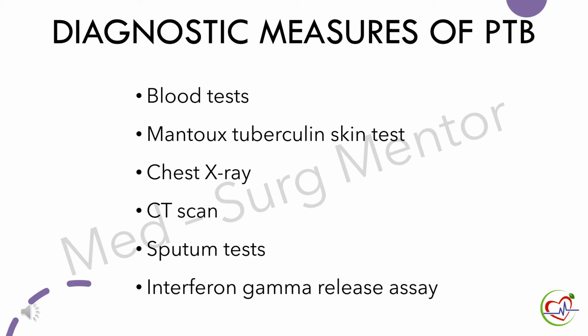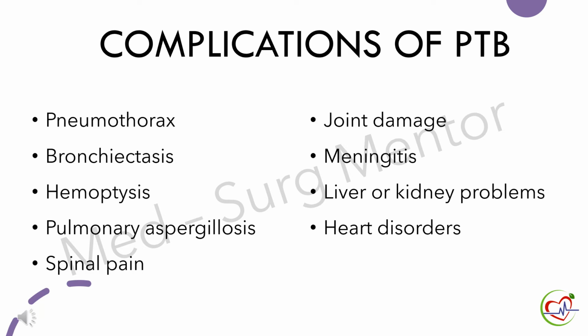Important diagnostic measures done to rule out pulmonary tuberculosis are blood test, Mantoux tuberculin skin test, chest X-ray, CT scan, sputum test, and interferon gamma release assay test. Major complications of pulmonary tuberculosis are pneumothorax, bronchiectasis, hemoptysis, pulmonary aspergillosis, spinal pain, joint damage, meningitis, liver or kidney problems, and heart disorders.